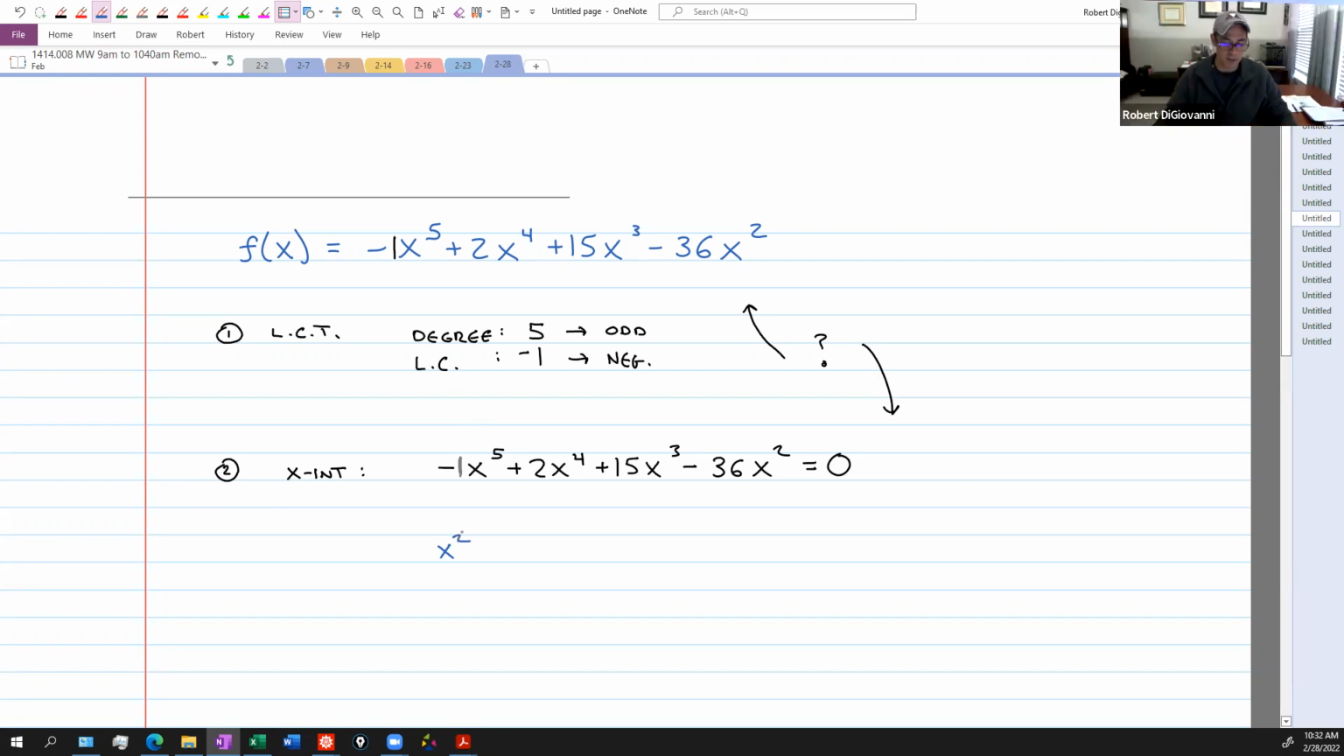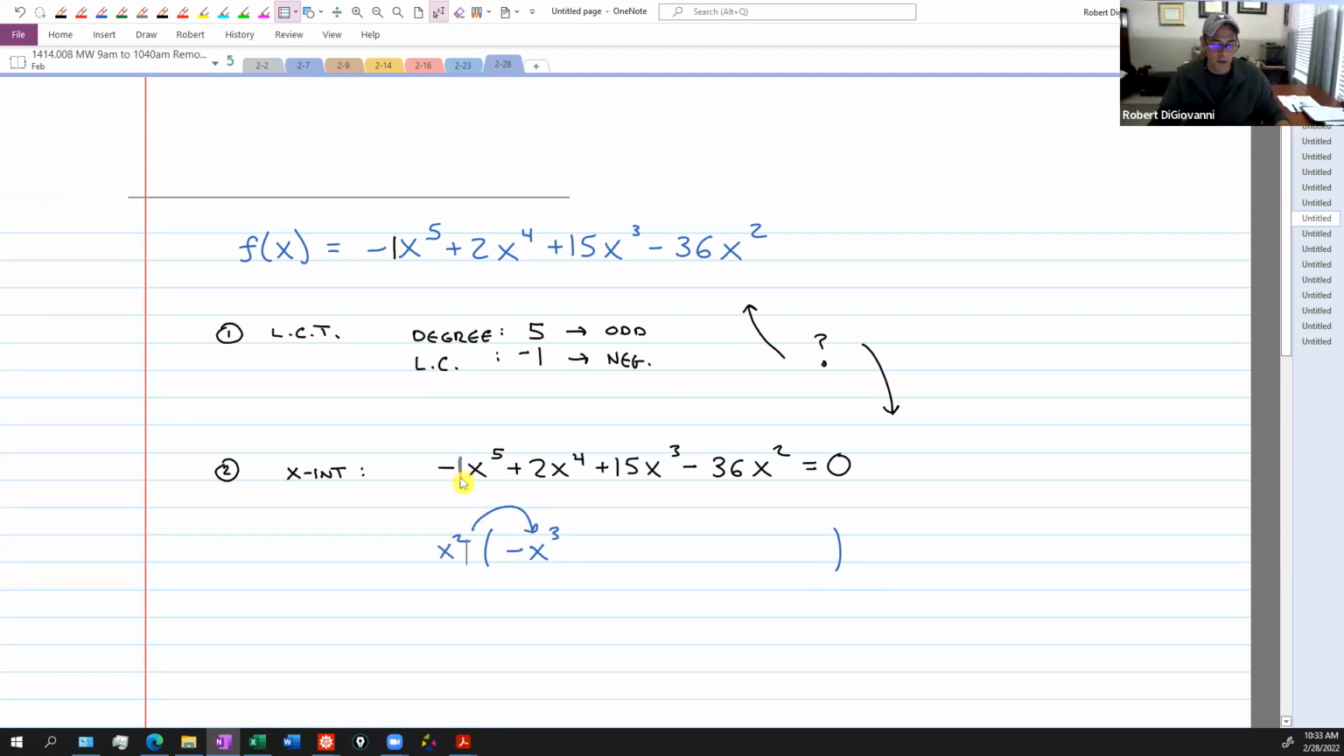Now, the question is, if we do this, what will be the first term here when we pull out an x squared? Because it was a negative x to the 5th, what would we have here? We took 2 of the x's away, so we should have an x to the 3rd, but it should still be negative, right? Yeah, because when you multiply this through, that would give you the negative x to the 5th.